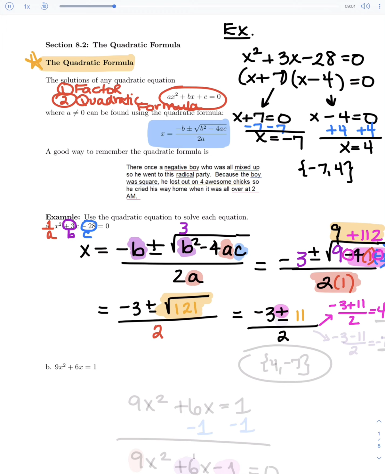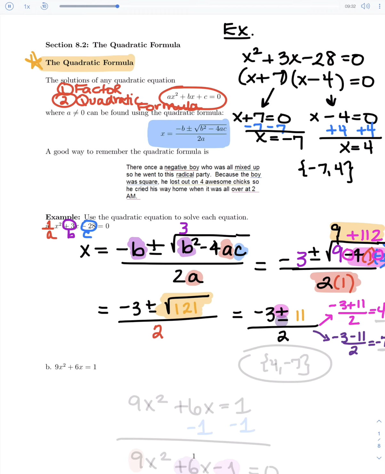Your second answer is going to have you using, instead of the plus, the minus sign. So that's going to be having me look at the negative 3 minus 11 over 2. Well, negative 3 minus 11 will give us negative 14. Divided by the 2 will give us negative 7.